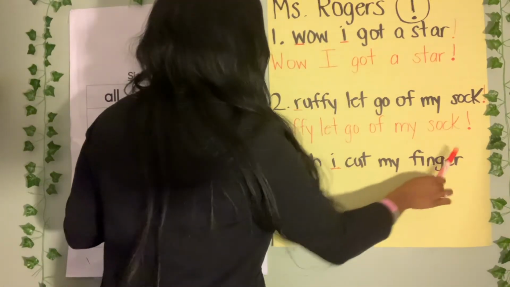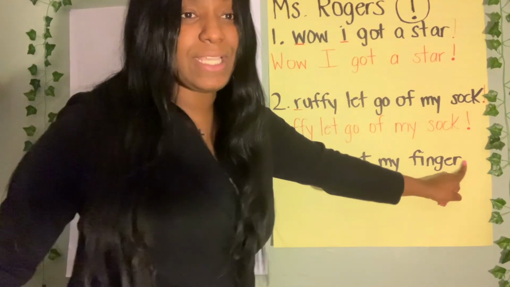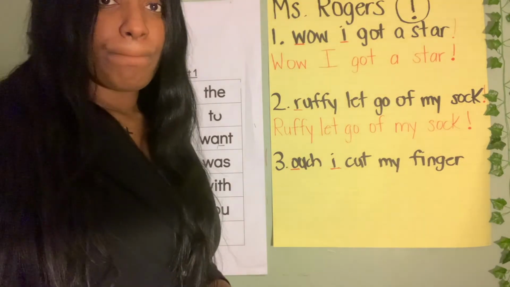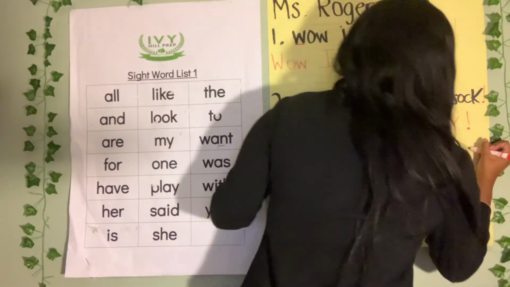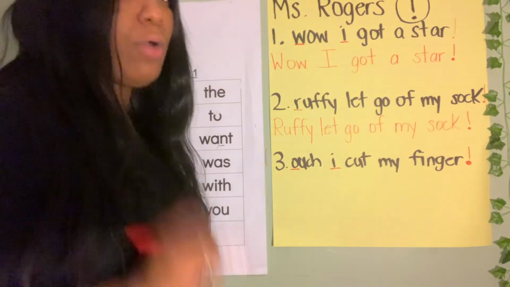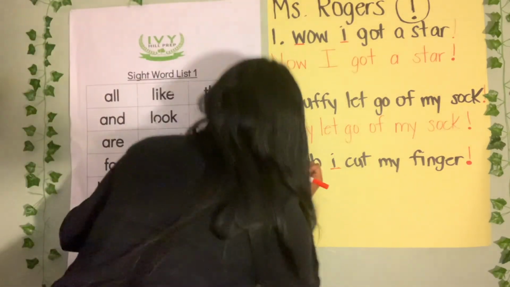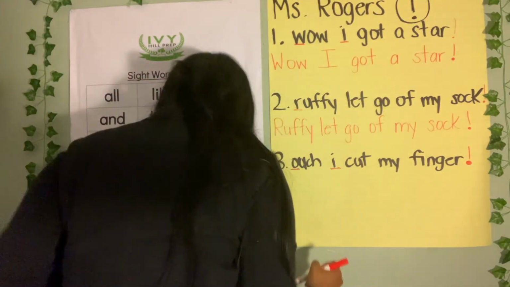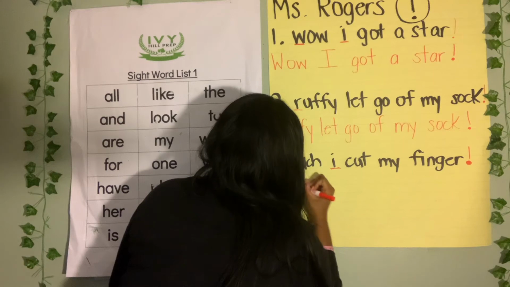Ouch, I cut my finger. Do we see something else here? Do we see a mark at the end? Nope, we don't. What are we adding? Exclamation point. That's what we're working on today. We're talking about expressing. Ouch, I cut my finger. So now let's fix it, okay? So let's write it. So we know we got to make a capital O. So we got ouch.